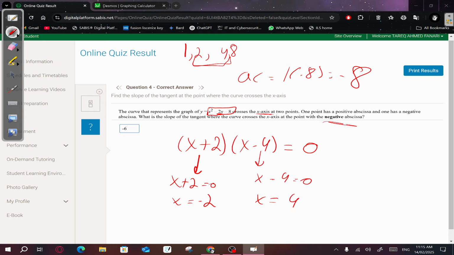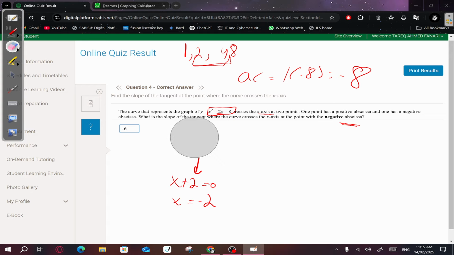Now they want the one with the negative abscissa. I'm not going to use x equals 4 at all, because I don't need it. They want the negative abscissa, so we are only going to use x equals -2.